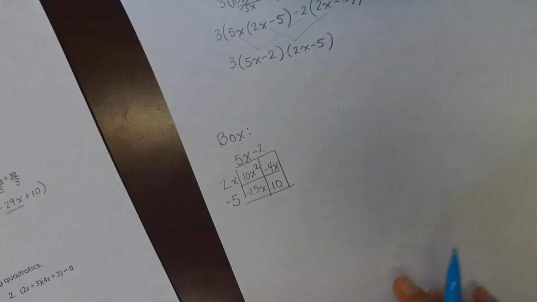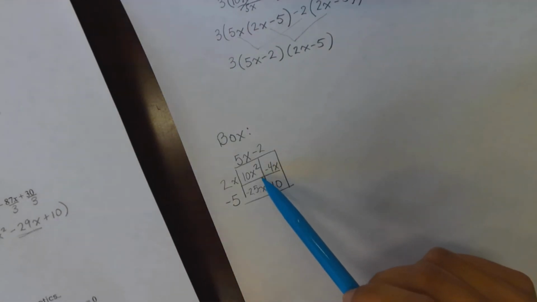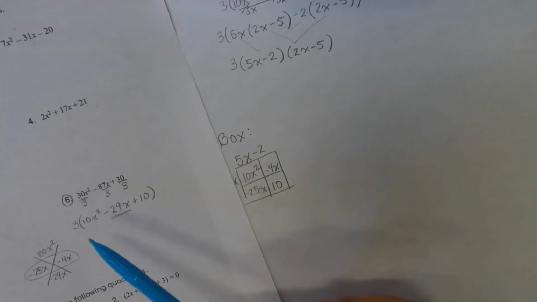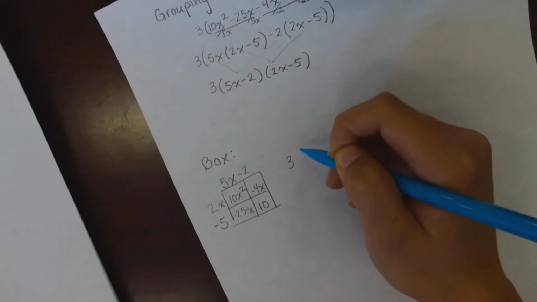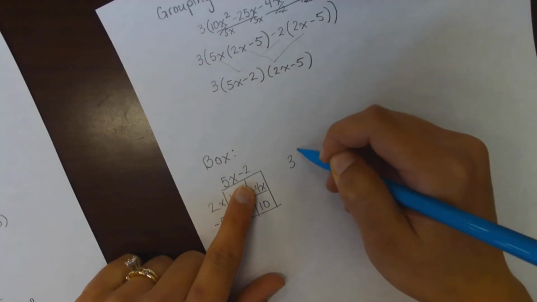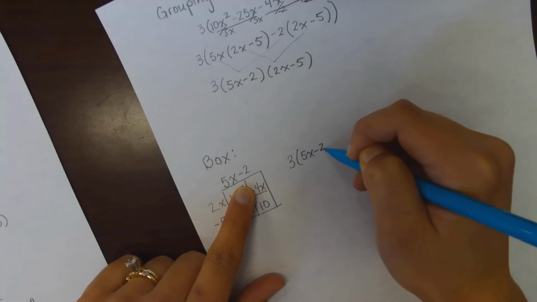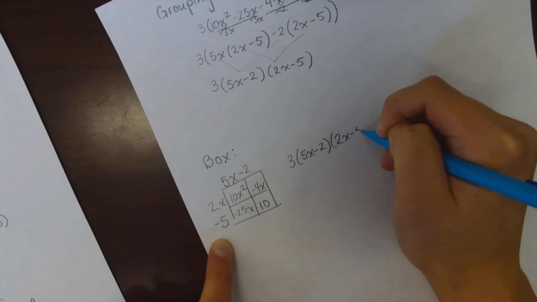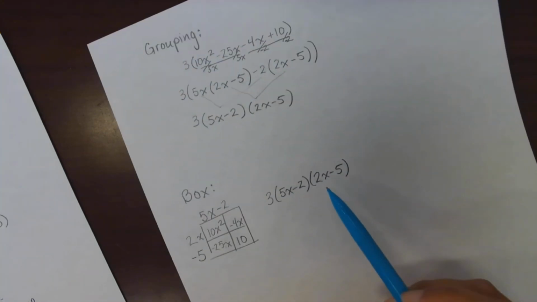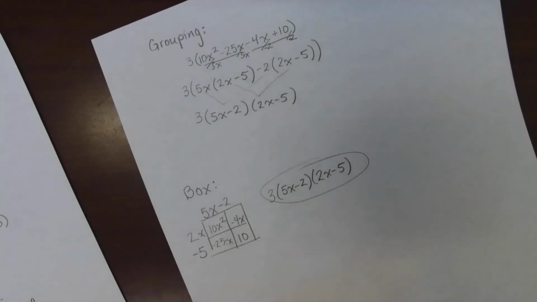So when you use the box method, you always have to take out the GCF, and just don't forget it at the end. So we took out 3. I have 5x minus 2, and then 2x minus 5. But for factoring, this is our final answer, just that set of parentheses.